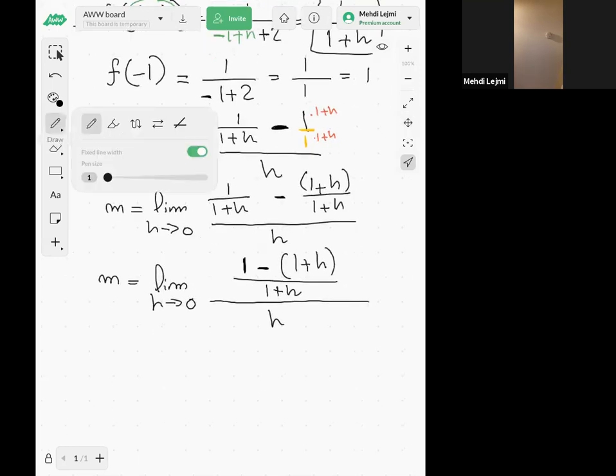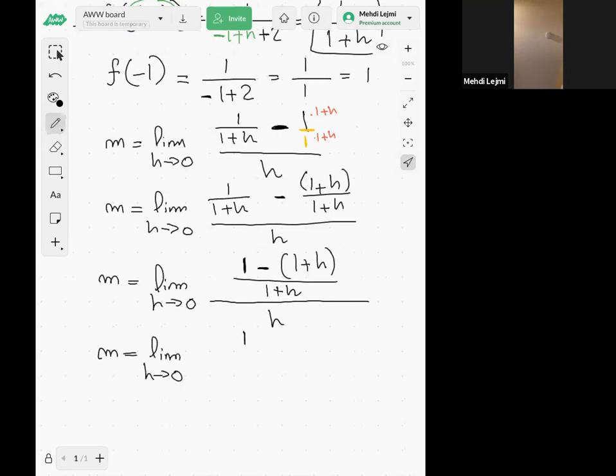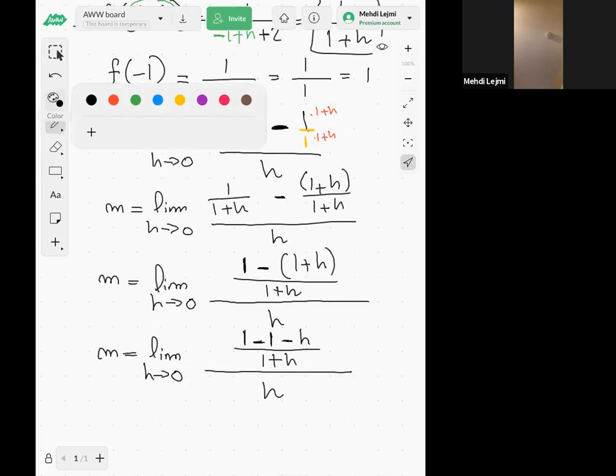So this is m, limit h going to zero. So it's one minus, and then you distribute the sign. So it's minus one, and then minus plus h, that would be minus h, right? Divided by one plus h, and then the whole thing again over h. Now, we have one minus one, so it cancels out. So it's just minus h over one plus h, the whole thing divided by h.